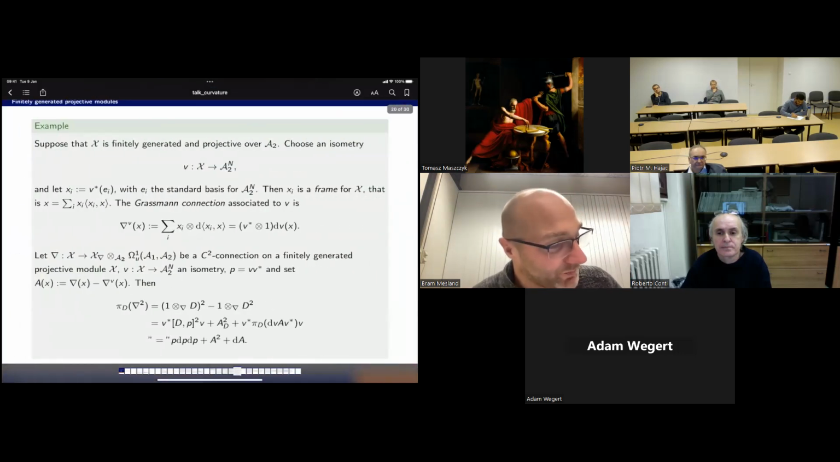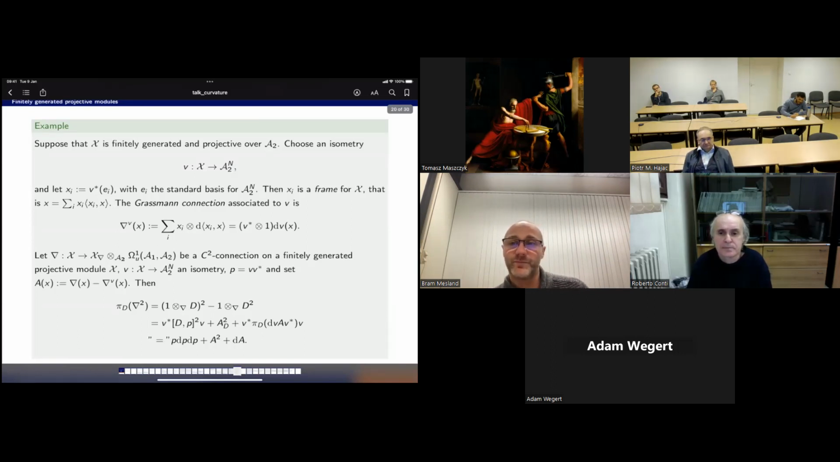Okay, now the general finitely generated projective module case. In this setting, where we have inner products, so we are working with pre-C-star algebras after all, projectivity will mean that we can choose some isometry, so some inner product preserving map from X into n copies of my algebra A. And then you can construct a frame by just pulling back the standard basis through this isometry. You could also start from a frame. Any projective module, any finite projective module admits such a frame.